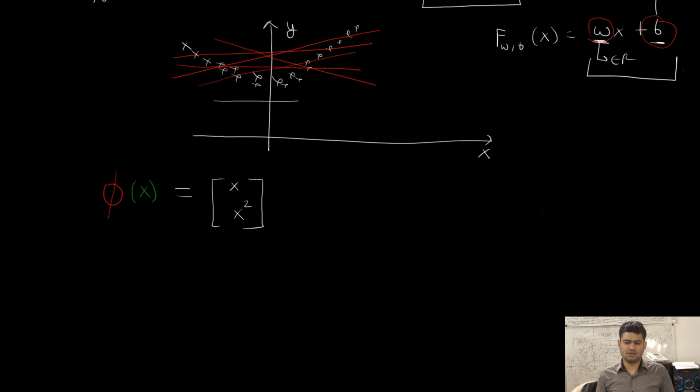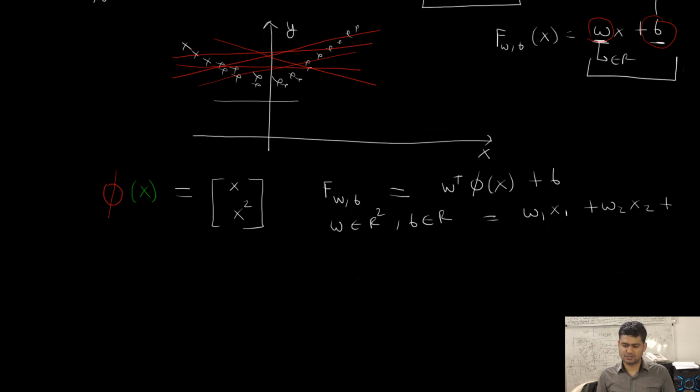So now we can fit this functional mapping. Instead of directly mapping x to y, we can map phi of x to y. So now our function changes to f of w comma b, where w belongs to R2, a two-dimensional real vector, and b belongs to R. In this case, our function mapping changes to w transpose times phi of x plus b, which equals w1 x1 plus w2 x2 plus b, where x1 is x and x2 is x square.